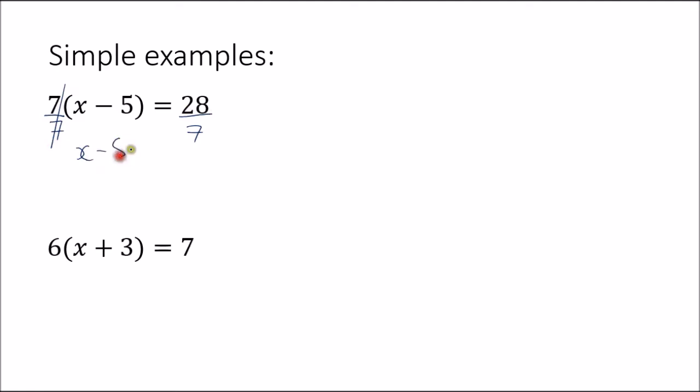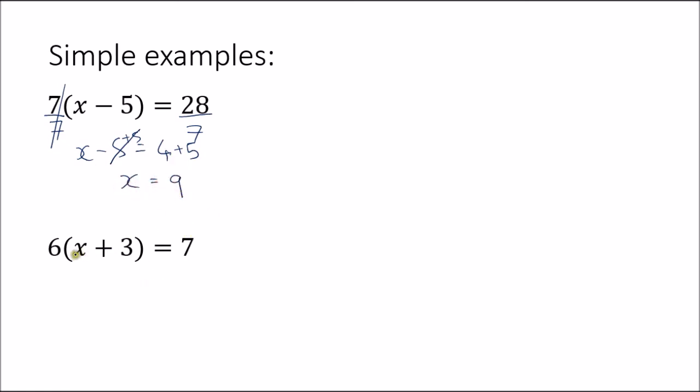X minus 5 equals 4. Then I'll add 5 to both sides. Then they will cancel over there again. So I've got x equals 4 plus 5, which is 9.